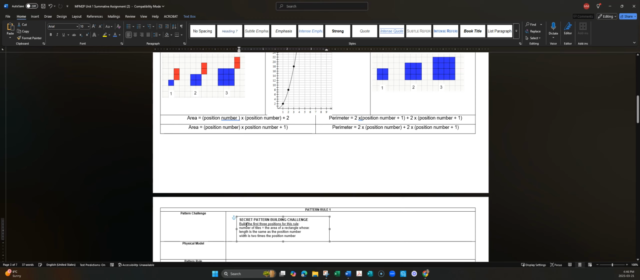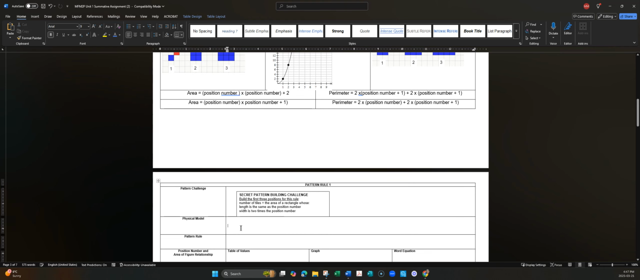Secret pattern building challenge. Build the first 3 positions for this rule. Number of tiles is the area of the rectangle whose length is the same as the position number. Width is 2 times the position number. Now again, if you're doing this on paper, you could just draw out what algebra tiles would look like.